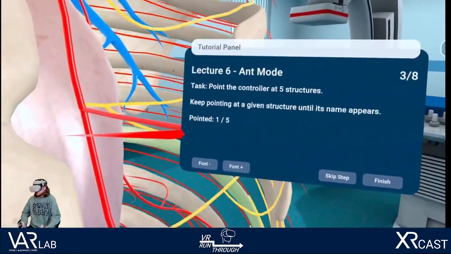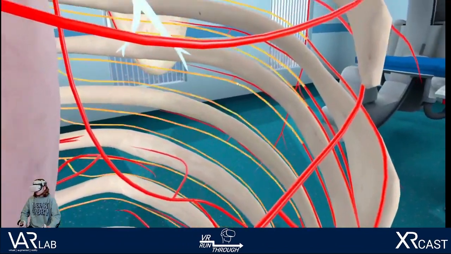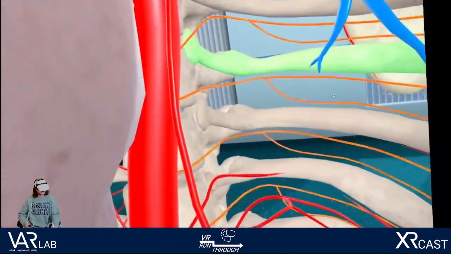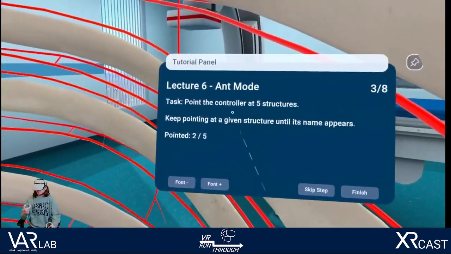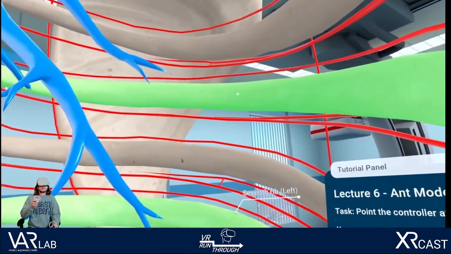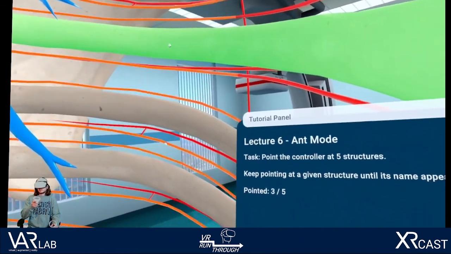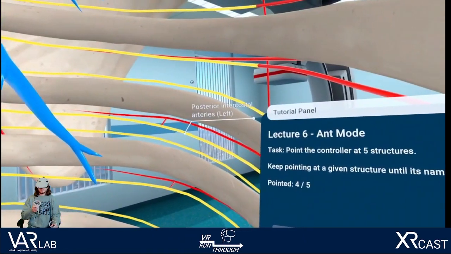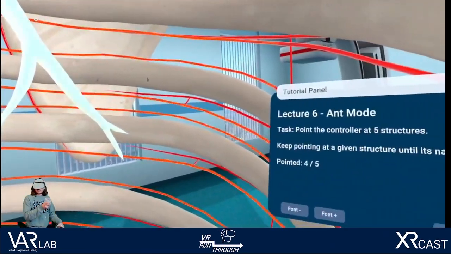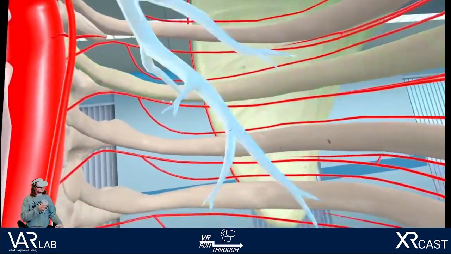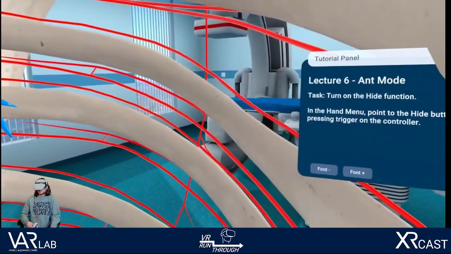Point the controller at 5 structures. Keep pointing at a given structure until its name appears. All right, so I'm pointing at the 7th rib. Keep pointing. So it just wants me to look at these structures, and let's see what that is. Until the name appears. Okay.